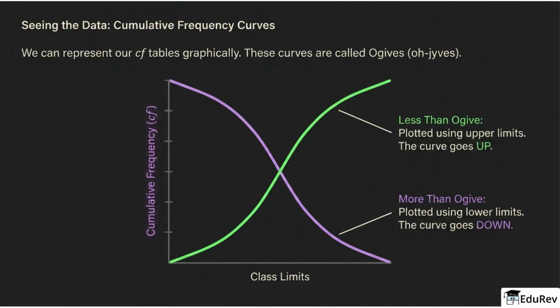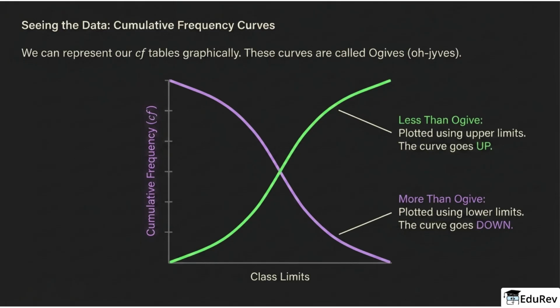Speaking of drawing, let's look at how we visually graph our cumulative frequencies. We can represent our cumulative frequency tables graphically using curves known as ogives. A less than ogive is plotted using the upper class limits on the x-axis, and you will notice that its curve goes up. Conversely, a more than ogive is plotted using the lower class limits and its curve goes down.